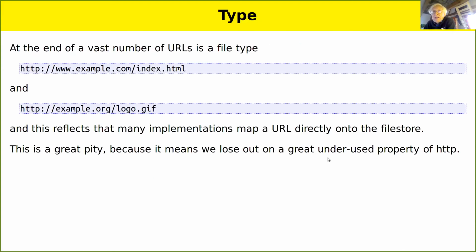It's interesting that at the end of most URLs, there's a file type like index.html or logo.gif. And that this reflects indeed that many implementations map a URL directly onto the file store. And then they use that file type for returning the media type to the client. In some respects, this is a pity because it means that we lose out on a great and underused property of HTTP, which I now want to talk about.